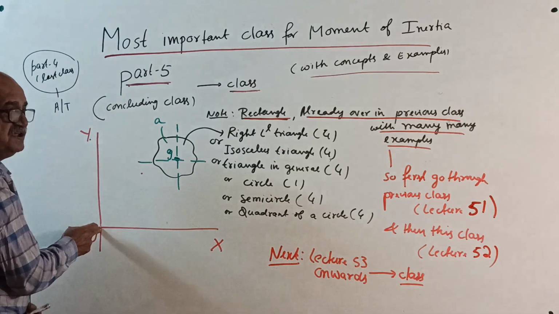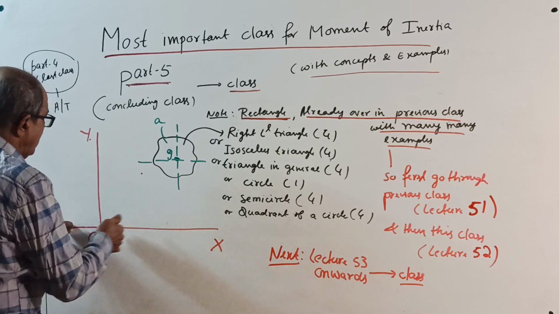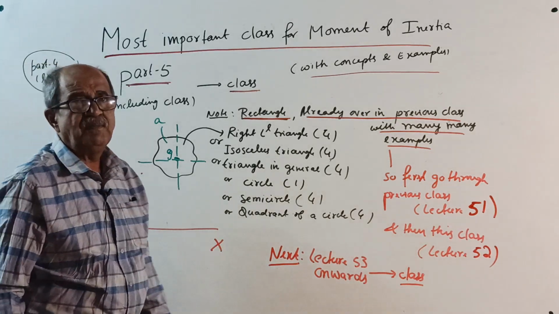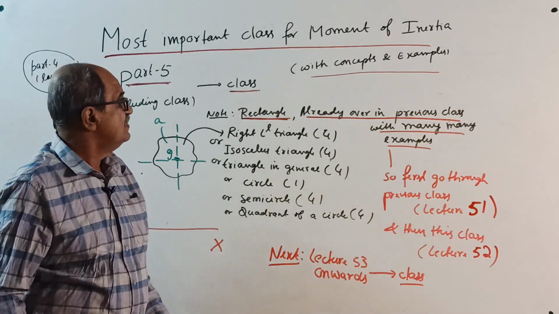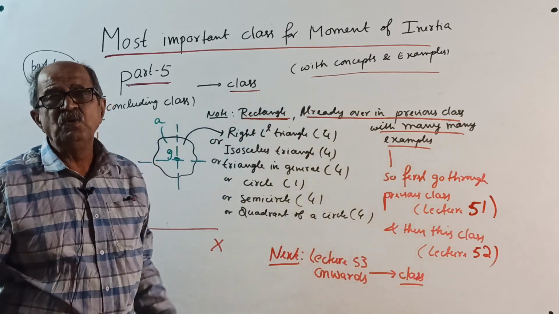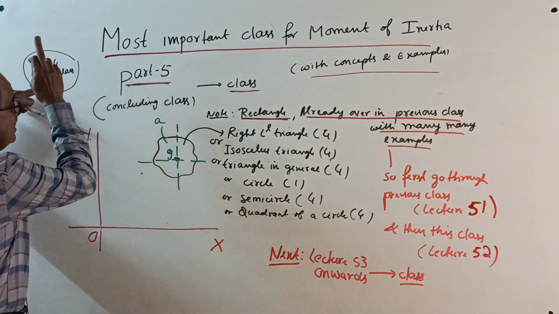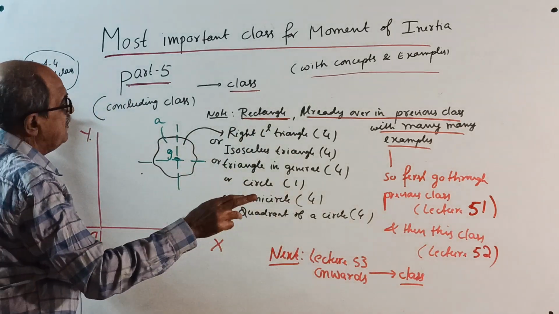This can be the centroid G. Right now, OX and OY are the two axes about which moment of inertia is required. This I told last time, including the parallel axis theorem, many times. So you first go to part 4, study thoroughly, then only come to part 5.